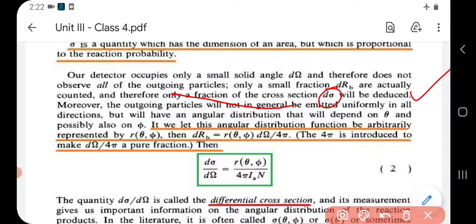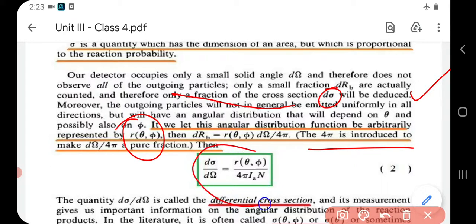Moreover, another thing is that the outgoing particles, that is the particles emitted, may not be emitted uniformly. That is, they will not spread equally in all directions. That is, they will have an angular distribution which will depend on theta and on phi. So, let this angular distribution function be represented as R of theta phi, then dRb will be equal to R theta phi d omega by 4 pi. Now here 4 pi is introduced to make d omega by 4 pi a pure fraction.